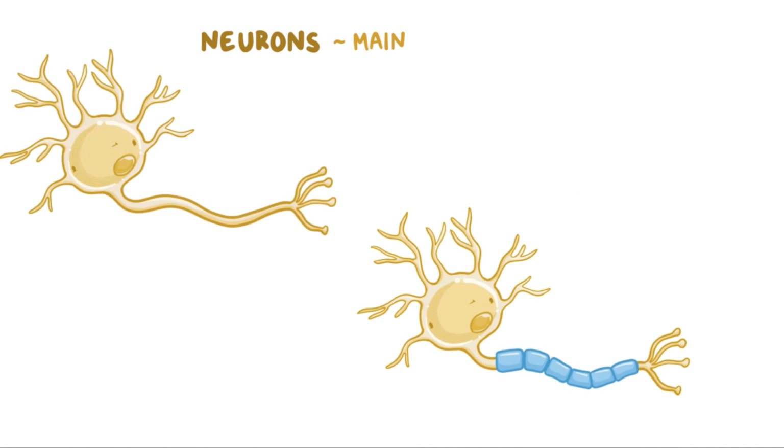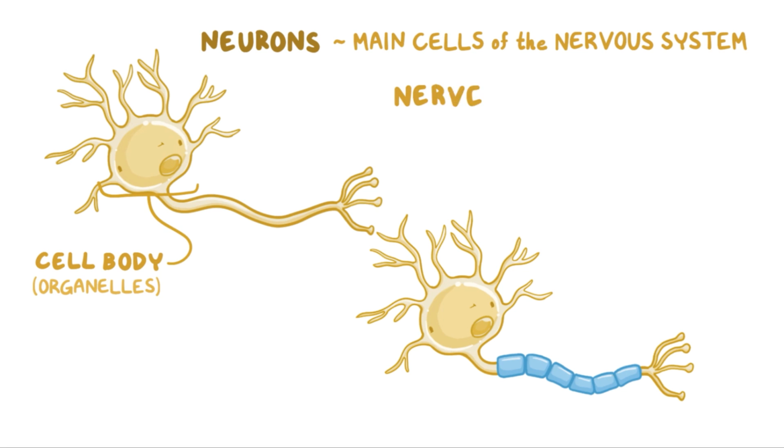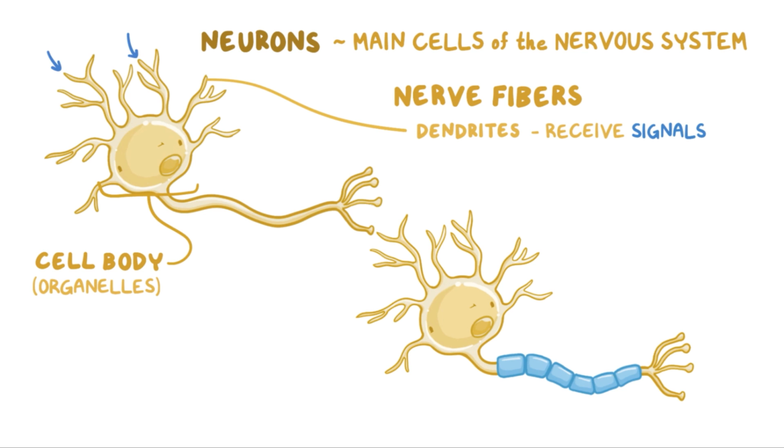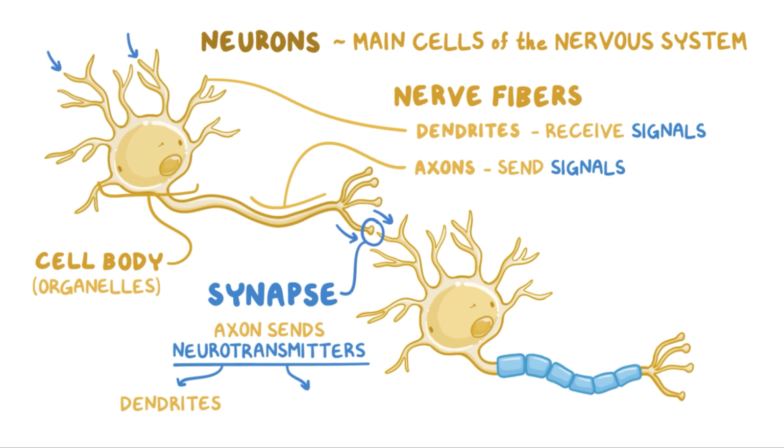Now, neurons are the main cells of the nervous system. They're composed of a cell body, which contains all of the cell's organelles, and nerve fibers, which are projections that extend out from the neuron cell body. Nerve fibers are either dendrites that receive signals from other neurons, or axons that send signals along to other neurons. Where two neurons come together is called a synapse, and that's where one end of an axon sends neurotransmitters to the dendrites or directly to the cell body of the next neuron in the series.